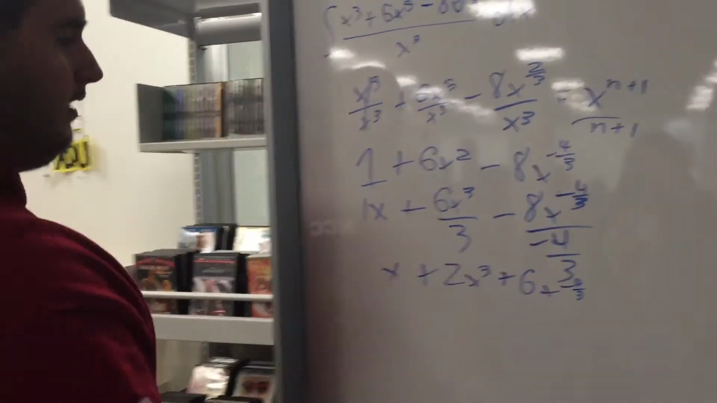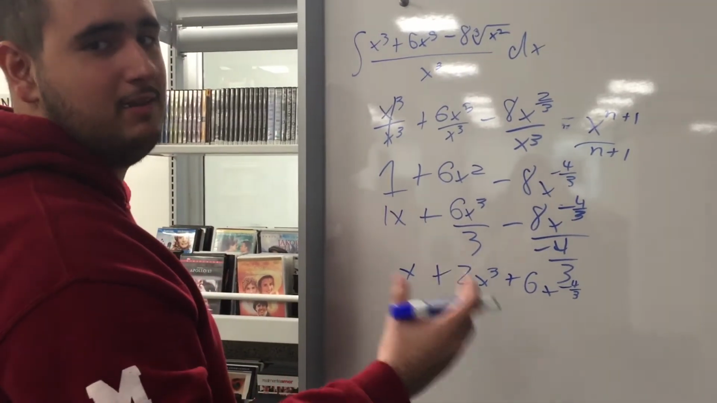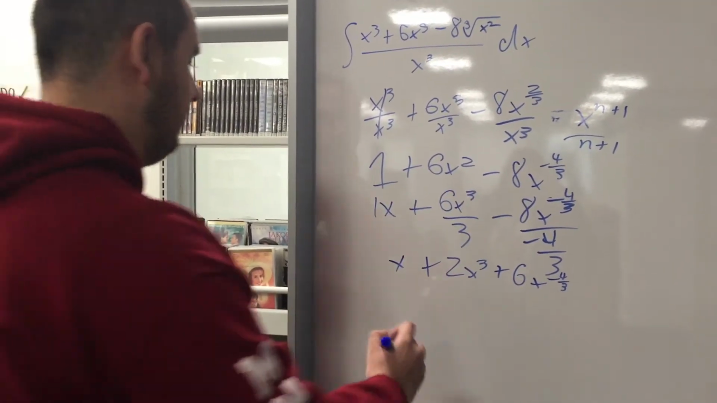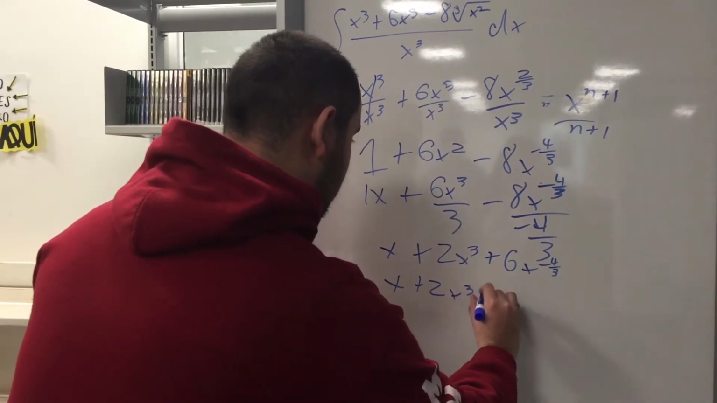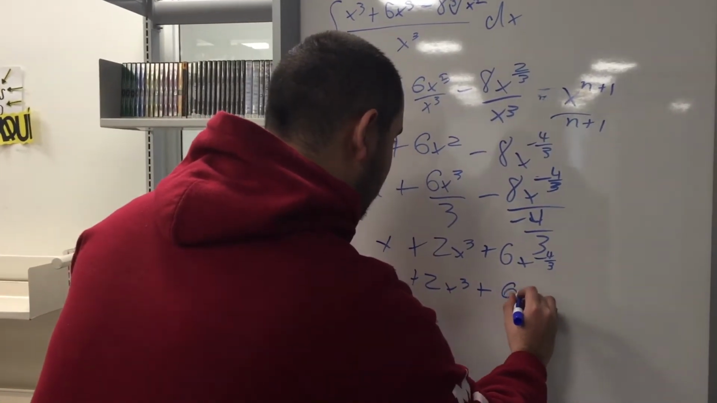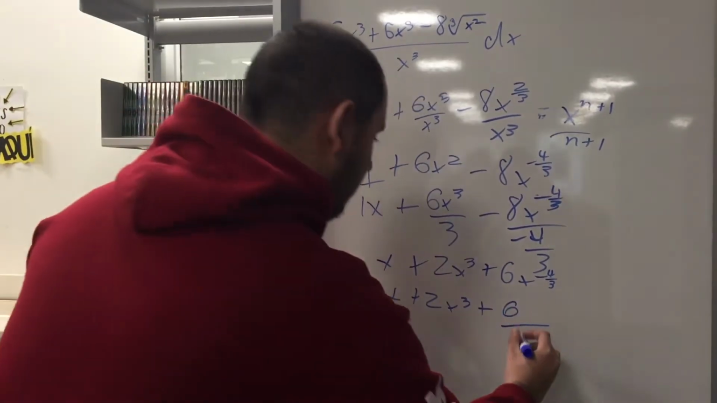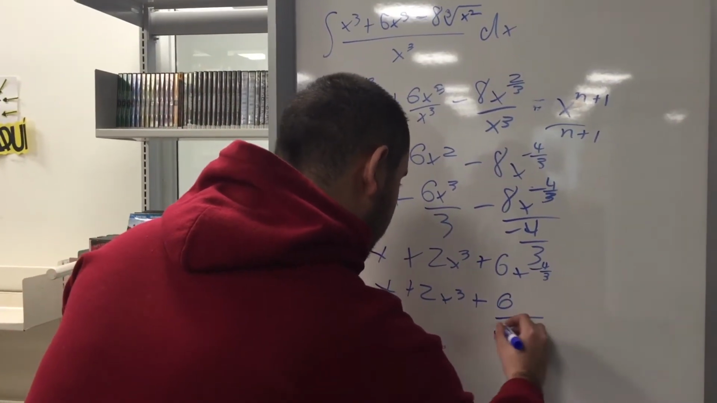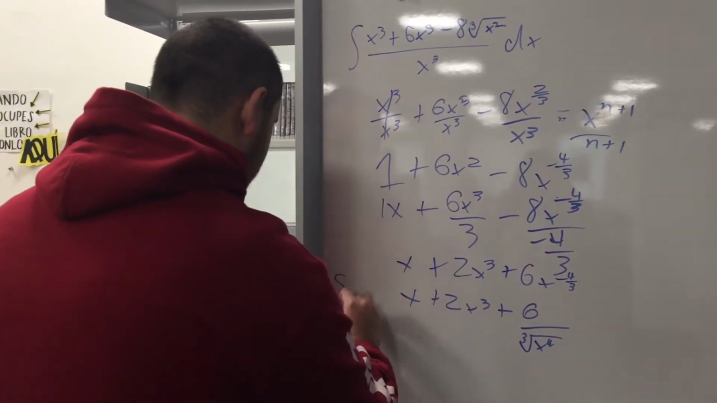And then you can not have like a fraction exponent and a negative exponent, so you only do x plus 2x cubed. You pass it down the exponent and change it to a radical, so it's going to be cube root of x to the 4th power, and that's your answer.